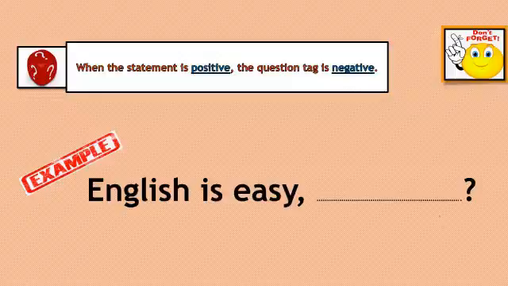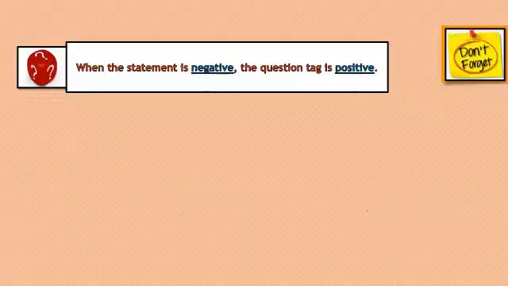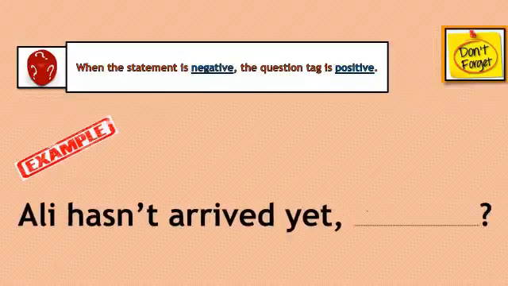Example, English is easy, isn't it? Look here. Is, it is positive here. It is negative in the tag. When the statement is negative, the question tag is positive. Look at this example. Ali hasn't arrived yet, has he? Has he? Positive. Why? Because the auxiliary is negative. Look at it here. Hasn't.